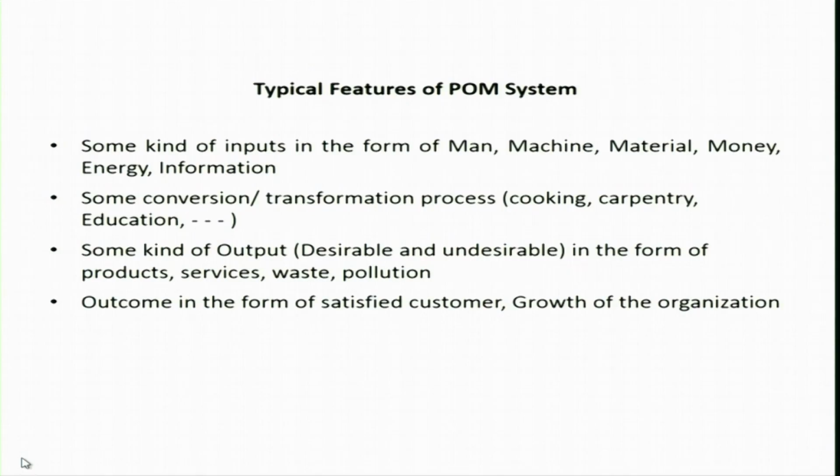And ultimately, after output there is some kind of outcome, which is a higher level of output, which is customer satisfaction. The idea of producing or providing services is to satisfy the customer along with growth of the organization. So, in that way we can see that a production operation management system consists of some kind of inputs. Second is the conversion process, then together it produces certain output, and that output helps to fulfill certain requirements of the customer, to satisfy the customer, that we call the outcome.